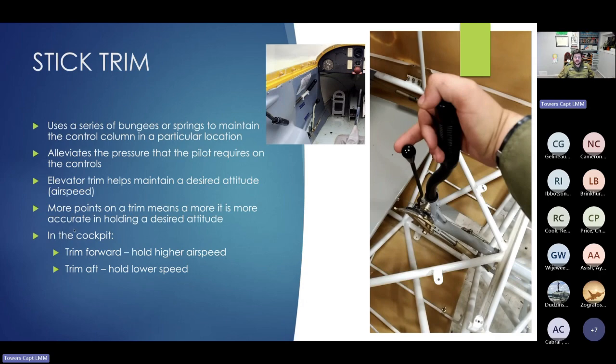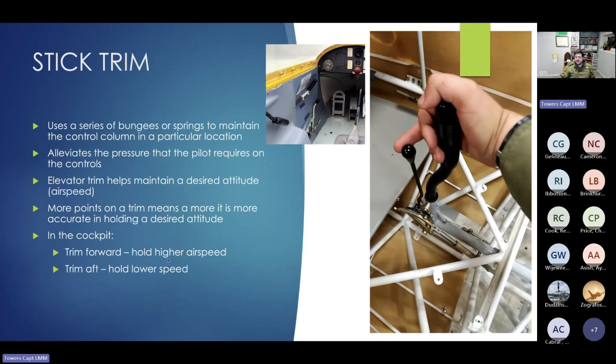So when you're in the cockpit, trimming forward means that you're going to be holding a higher airspeed, as the aircraft is going to be trimmed more like this. And trimmed aft is just holding a lower airspeed. So you can basically think of trim as your cruise control for your attitude in your aircraft.